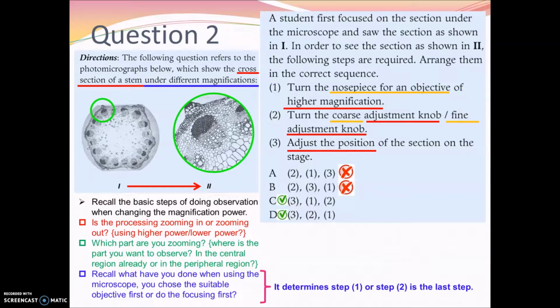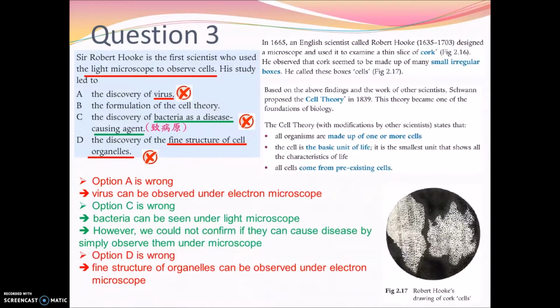In this question, because we are using high magnification power, if we would like to be accurate, we remember that when we are using high power, we should use the fine adjustment knob for the final focusing. But with the coarse adjustment knob, we are moving the whole body tube to make the slide close enough to the objective for your observation. So C or D, which one is the answer? You tell me.